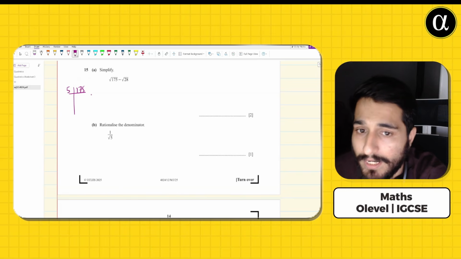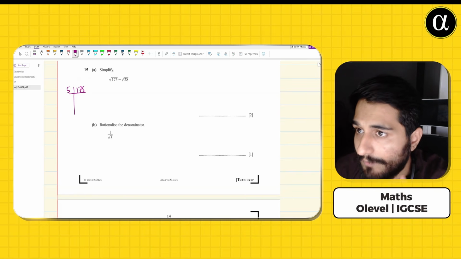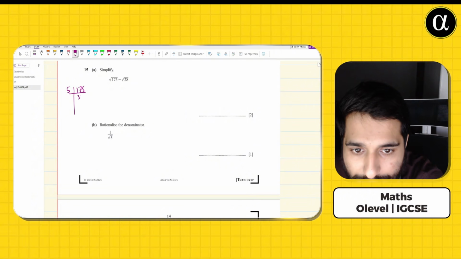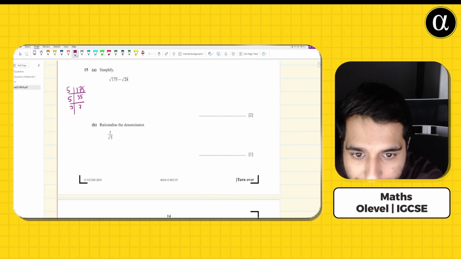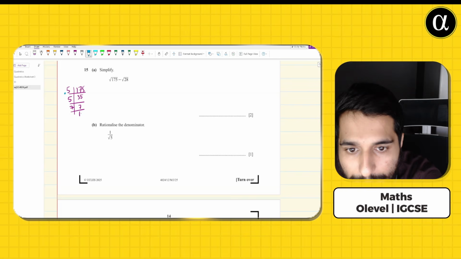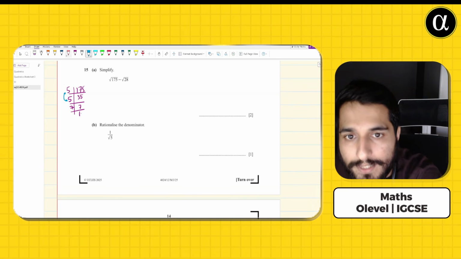If we divide it by 5, because this cannot be divided by 2 or 3 either, we'll be left with 35. When we further divide it by 5, we are left with 7, and this gives us 7 and 1. So how many pairs do we have? We just have a pair of 5. That's written twice. That's about it.